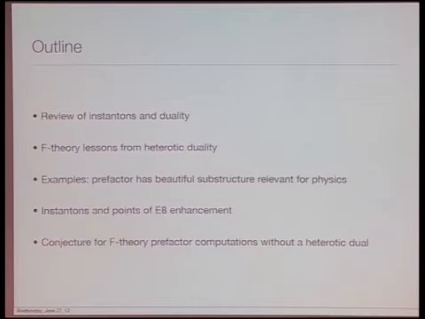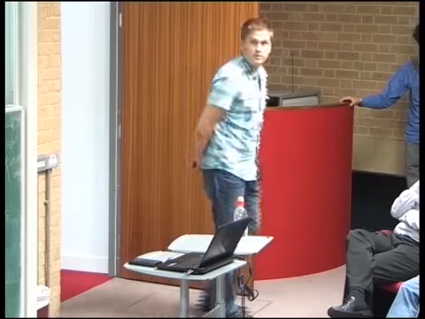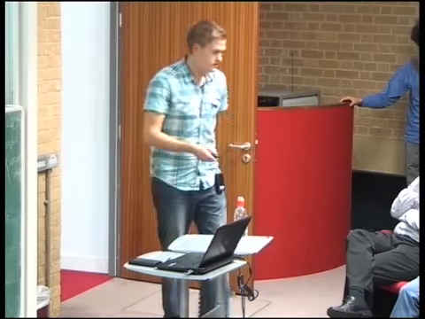I'd like to show you some examples of this prefactor, and that it has some beautiful substructure that could potentially be relevant for physics depending on what global compactification you're considering. And one of those things that we'll see, as advertised in Kumran's talk, is that points of E8 enhancement have some interesting physics associated with them corresponding to the instanton corrections. And then at the end, I'll conjecture how you might compute this prefactor in F-theory models without a heterotic dual, in a way very analogous to how one would compute it in the heterotic string.